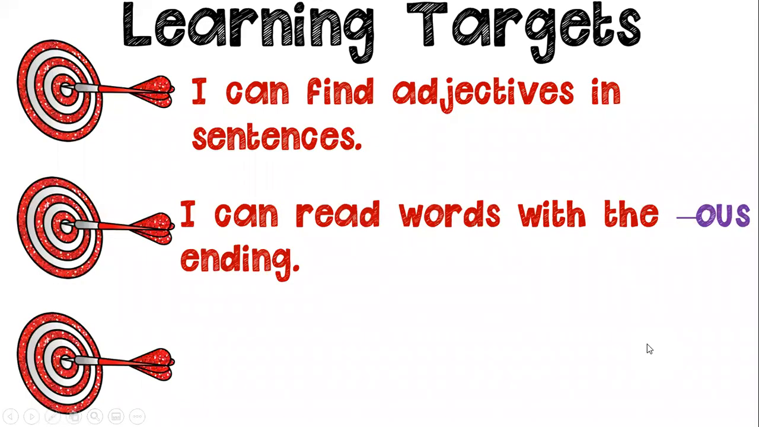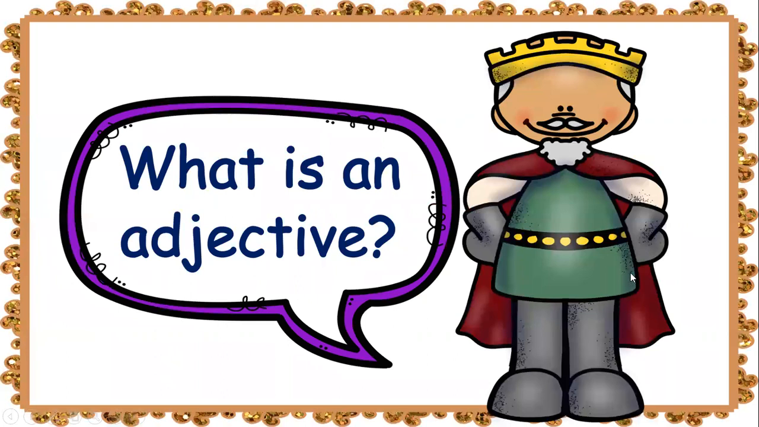Today, our learning targets are: I can find adjectives in sentences. I can read words with the OUS ending. So we'll talk about how that OUS ending helps us determine what they mean and kind of describe the word a little more. Now let's start with adjectives.